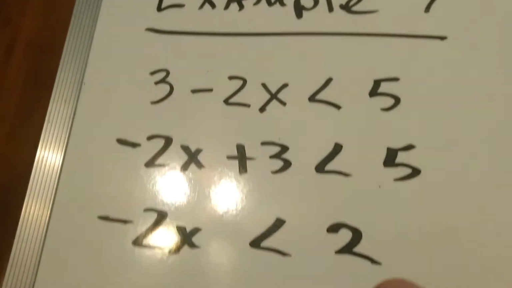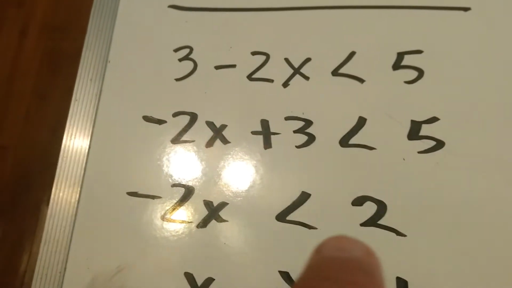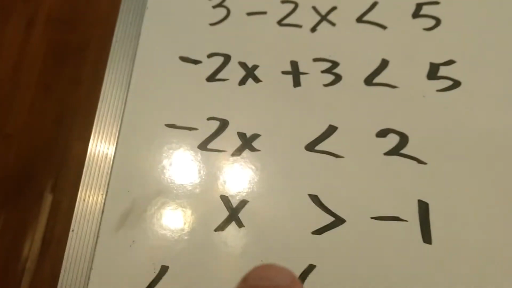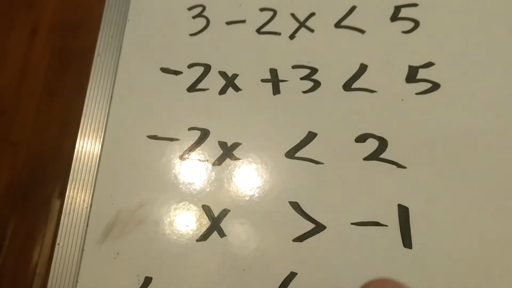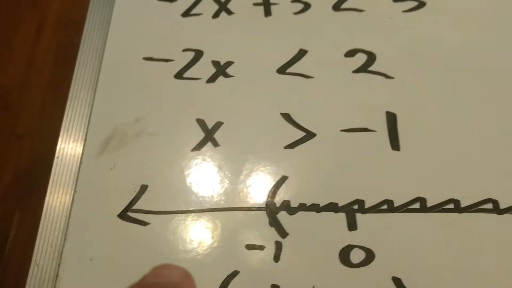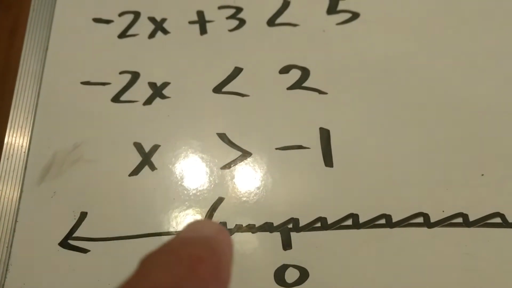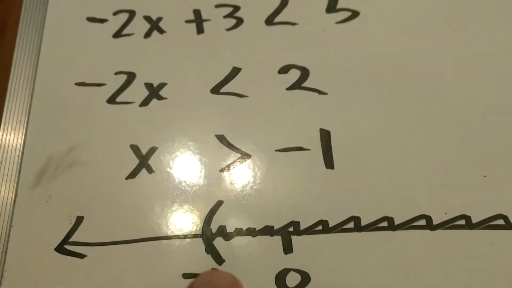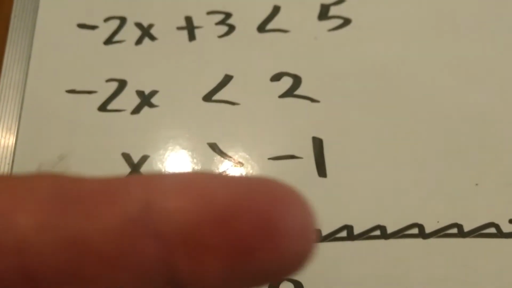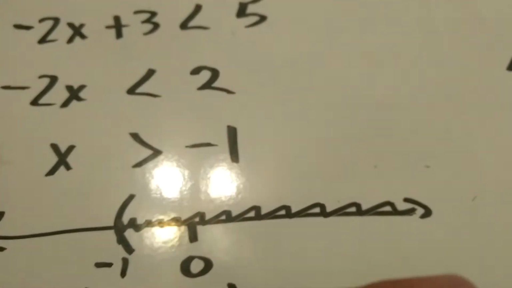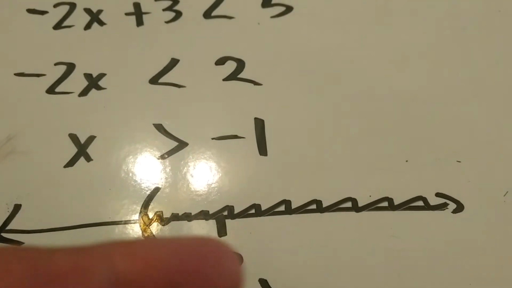So I'm going to subtract 3, which now gives me negative 2x less than 2. Divide by negative 2, and I flip the sign. Now it gives me x is greater than negative 1. That means if I look at this, I'm starting at negative 1. Because it's a greater than, I have parentheses. The arrow is pointing to the right, so I'm shading everything to the right. And so therefore I have my graph.